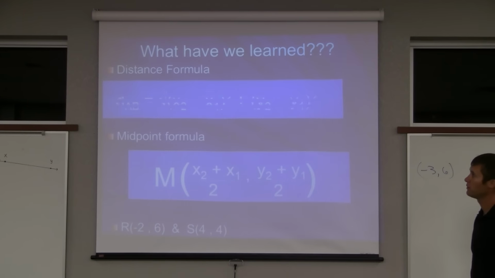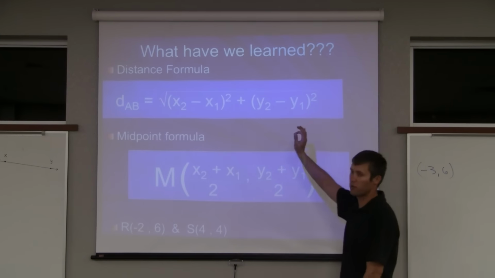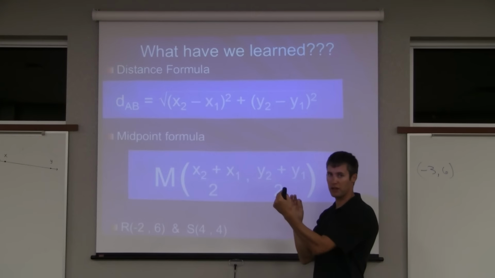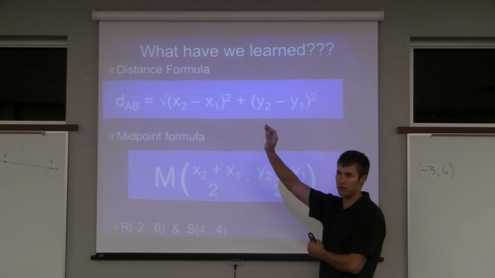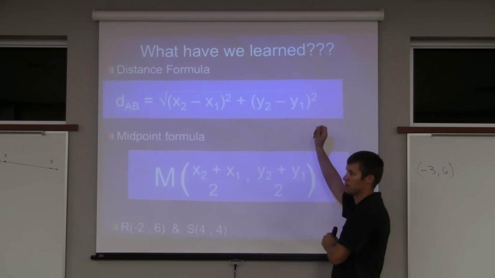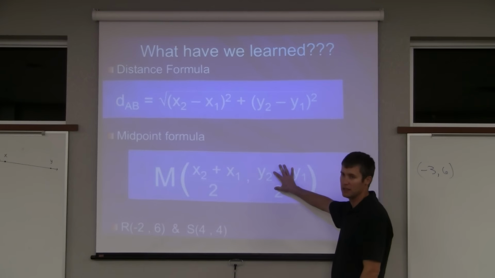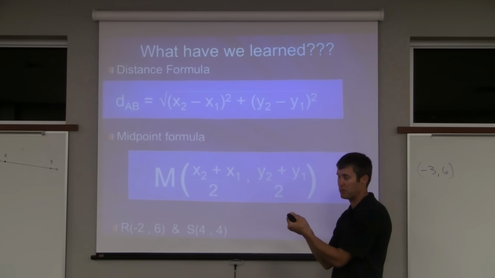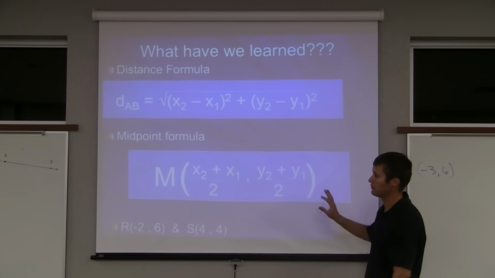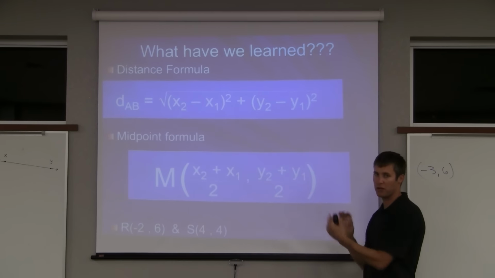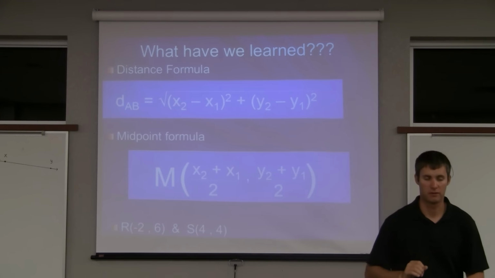So just a review, we went over the distance formula, the square root of your x values subtracted and then squared, y values subtracted and squared. Midpoint is just add your x values together, divide by 2, add your y values together, divide by 2. Midpoint is an ordered pair, an x value and a y value.